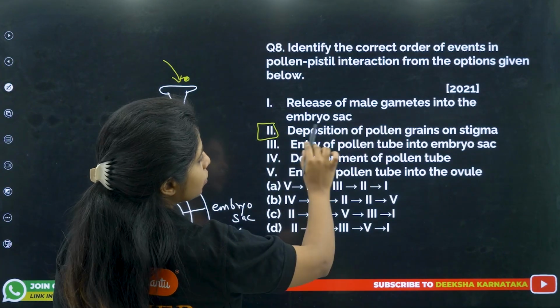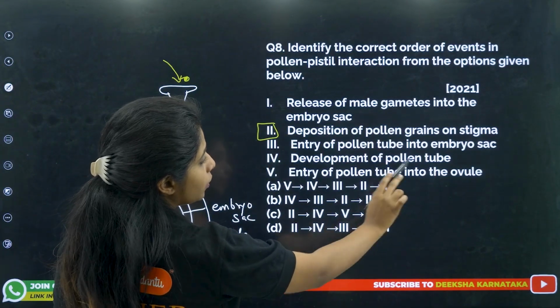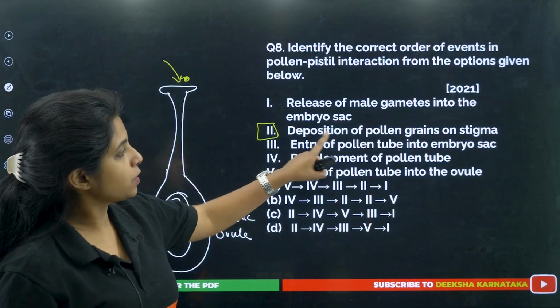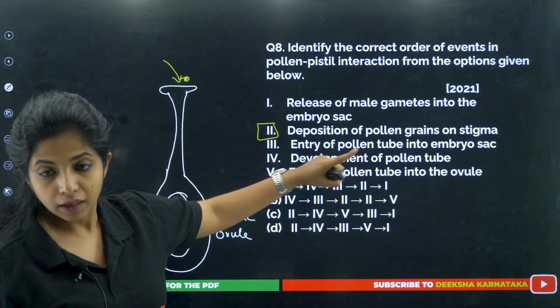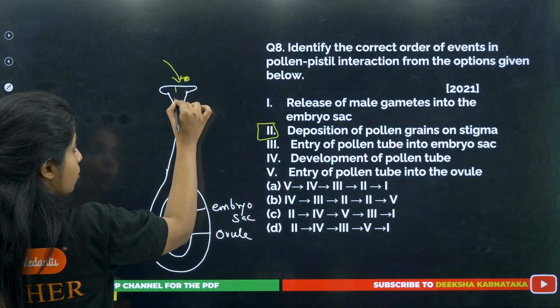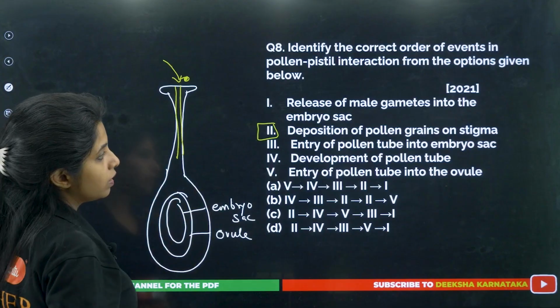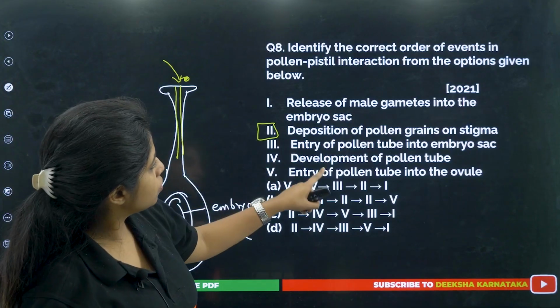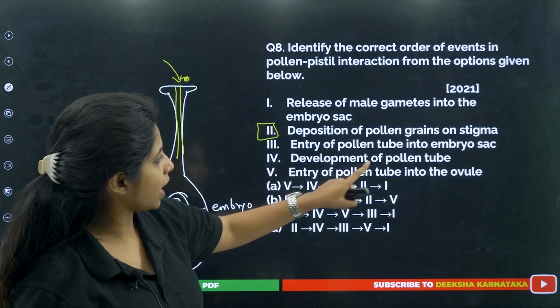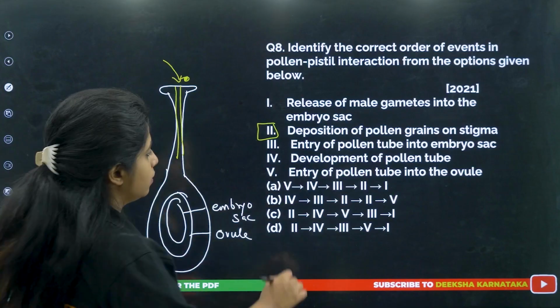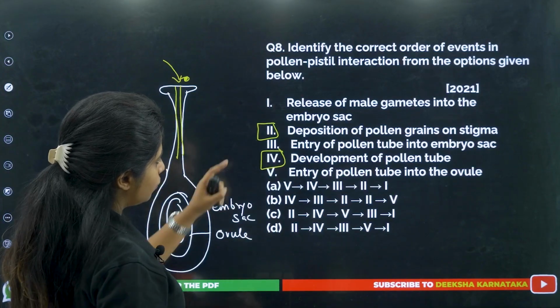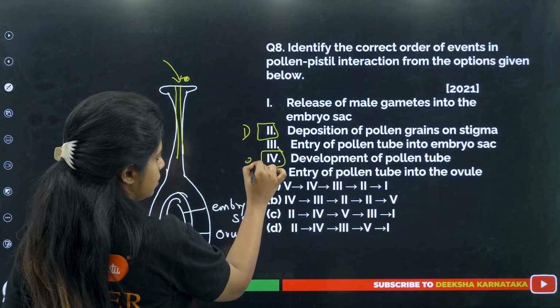Okay, so pollen, when it lands, first will be deposition of pollen grains on the stigma, first thing. Now once it has deposited, it will form a tube. So next will be pollen tube formation. So this becomes the second.